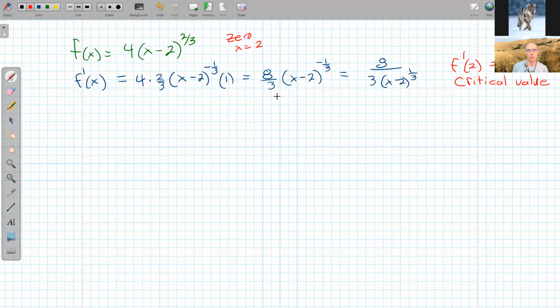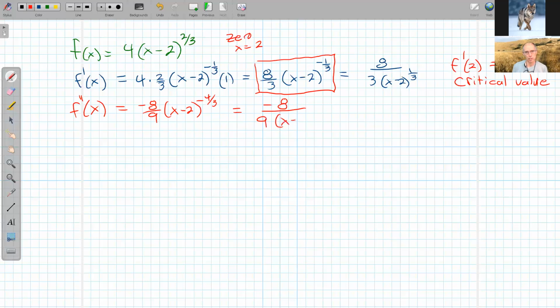Second derivative, which I think I'll use this to get the second derivative. So multiply, that's going to be 8/3 times negative 1/3. So I'm going to call that negative 8/9. And then we leave the base x minus 2. Take 1 away from the power, so negative 1/3 minus 3/3 is negative 4/3. And then the derivative of the inside is 1, so I'm going to skip that. We can rewrite this a little bit by taking that negative into the denominator. So we get negative 8/9 divided by (x minus 2) to the power 4/3.